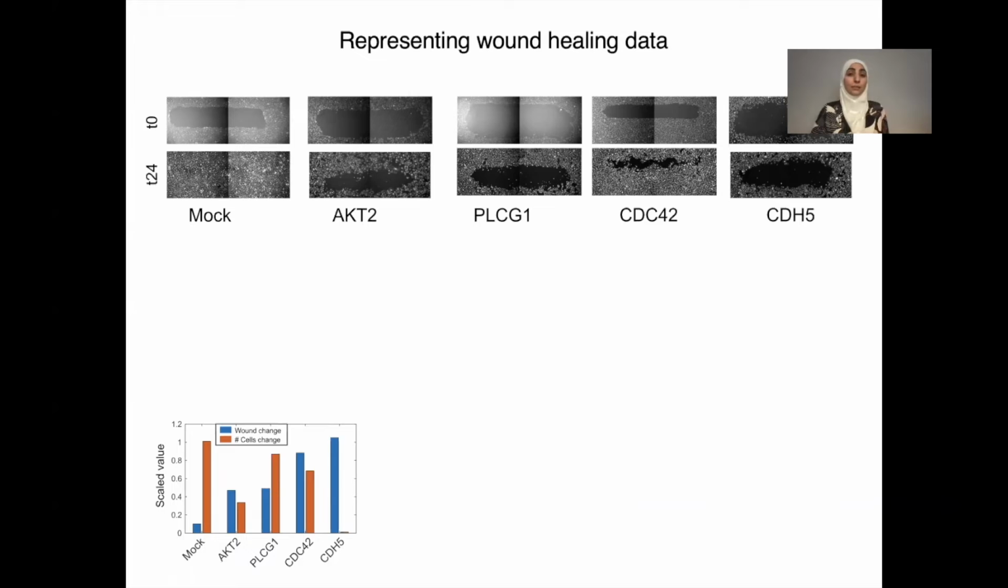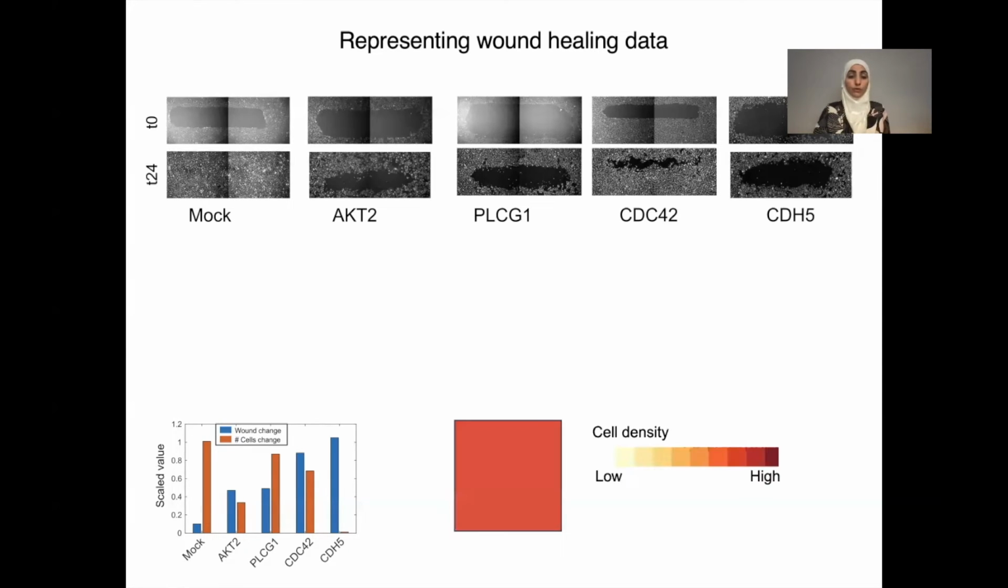So the first example I will give is on wound healing data. In this assay, we introduce an artificial wound and observe over time how much the wound will close. What we're measuring here is the density of the cells and how the wound area will change. And you can see in the bar chart how this looks.